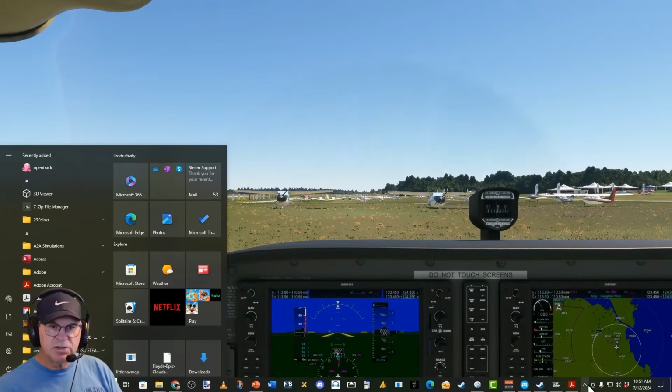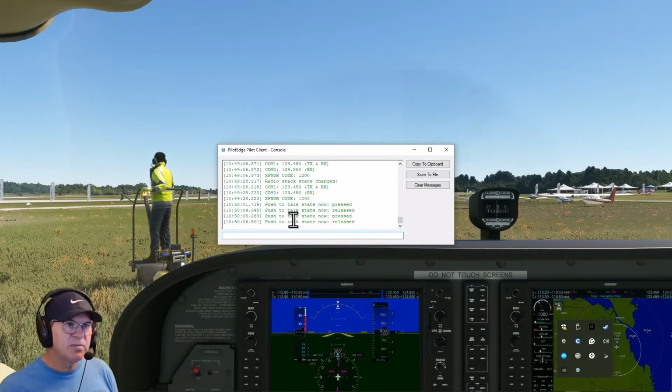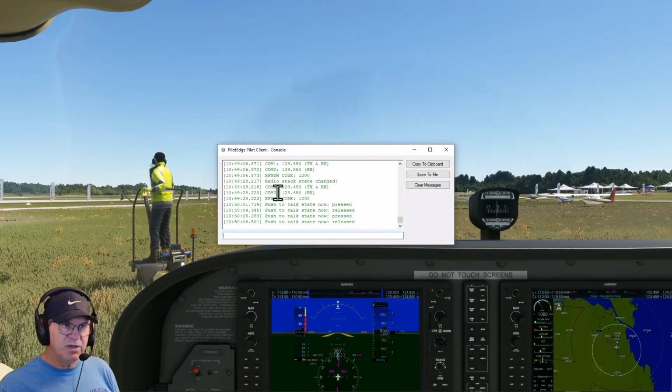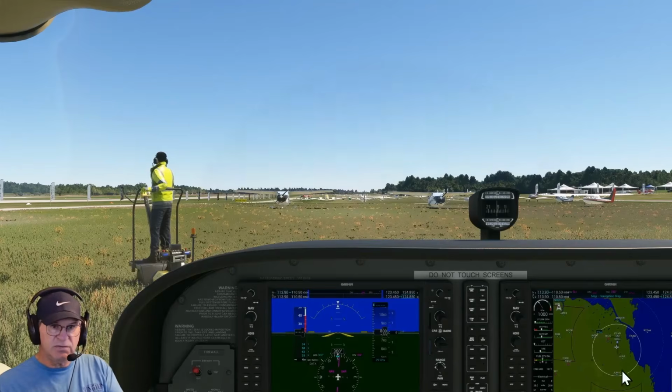There's two things I want to show you. So first of all, I want to go here and just show you the console. The console will show you what happened. You saw me try the push to talk, and it shows you the state of that. Shows me my transponder on 1200. Shows me my comm radios are transmit and receive on COM 1 and receive on COM 2. It gives you an idea what's been happening. So I know everything is configured properly. That's what's called the console, right? That's a good way to see if things are working properly.